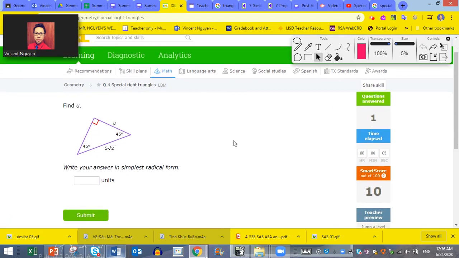Okay, so let's take a look at this one. Again, it's a 45, 45, but notice this time they give you the hypotenuse. It doesn't matter what they give you, the relationship is still the same. It's A, and then A here, which is U, and then this is A root 2. Notice A root 2, A times root 2. The root 2 is already there, which means A has to be 5. So 5 root 2, A root 2. That means A is 5. So our answer here is 5.